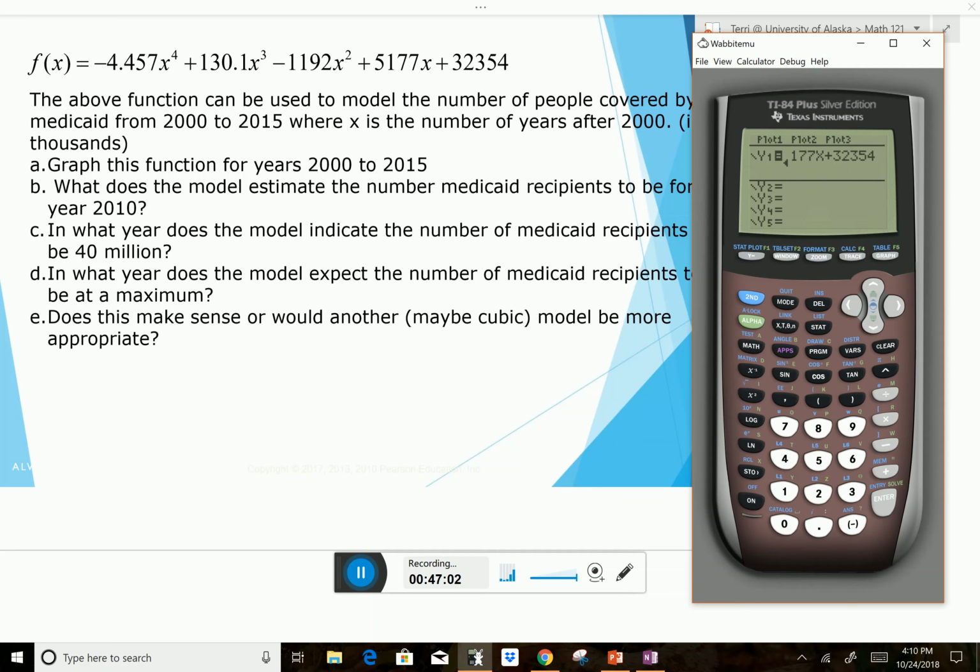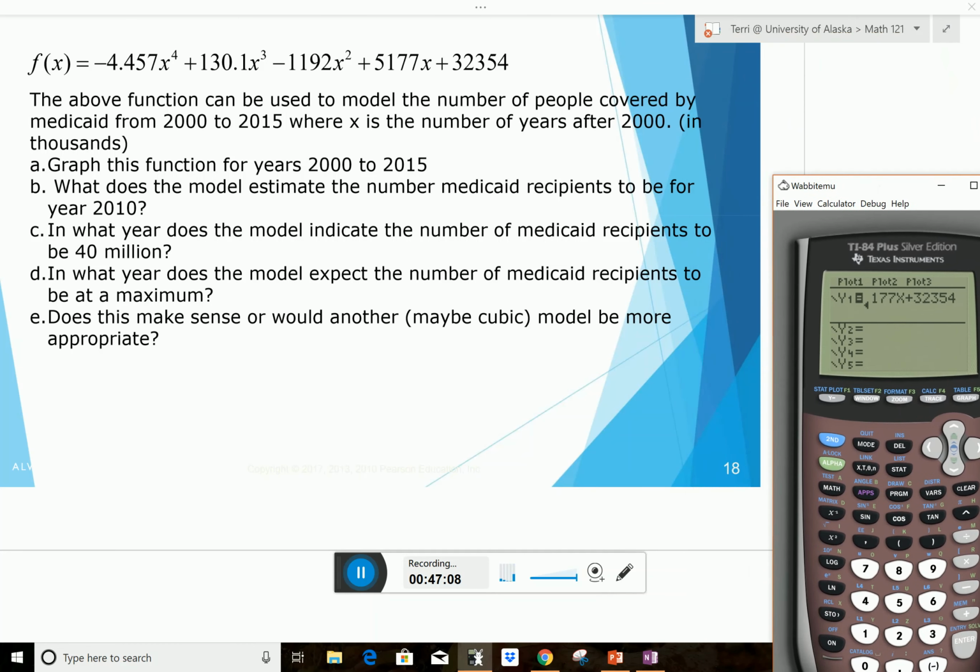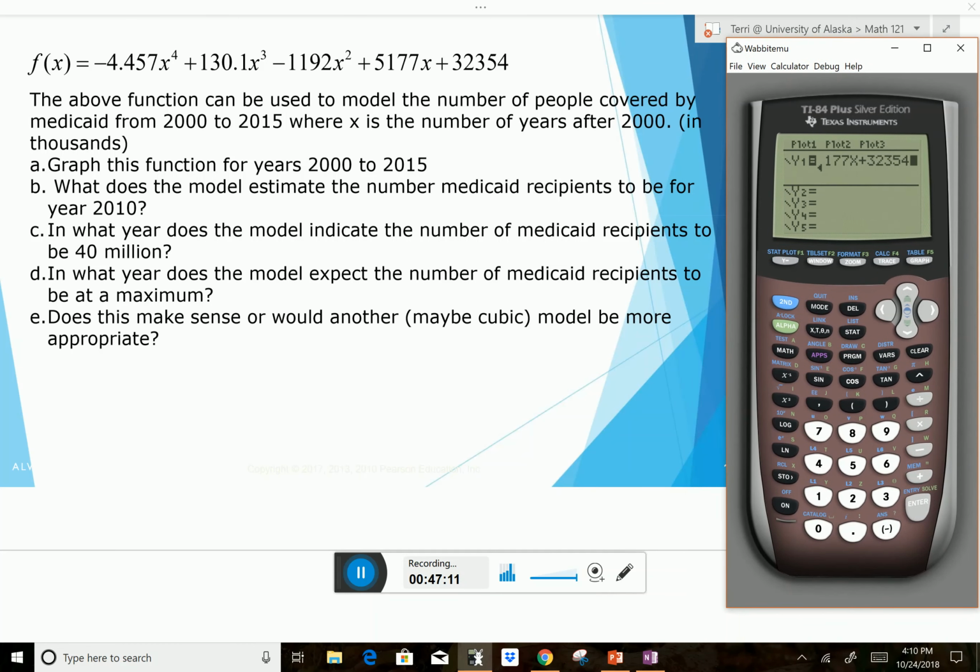Okay, so let's graph this function for the years 2000 to 2015. And it says here also that this is in thousands. So x is the number of years after 2000. I don't think x is in thousands, but I think the number of people that are covered by the Medicaid is in the thousands. So we're going to graph this for years 2000 to 2015. So I'm only going to need 0 to 15.